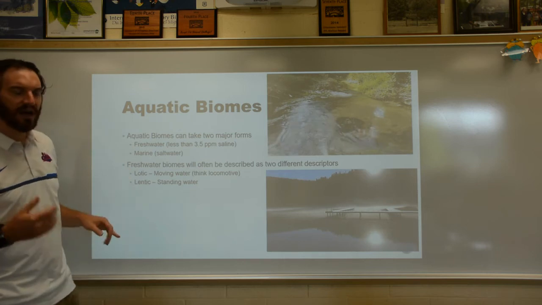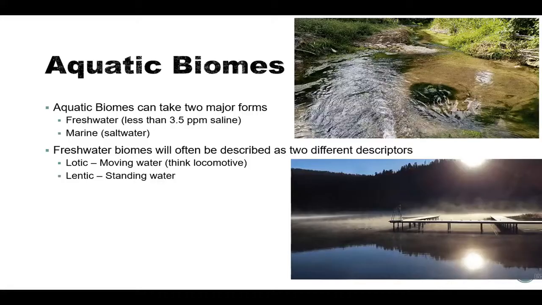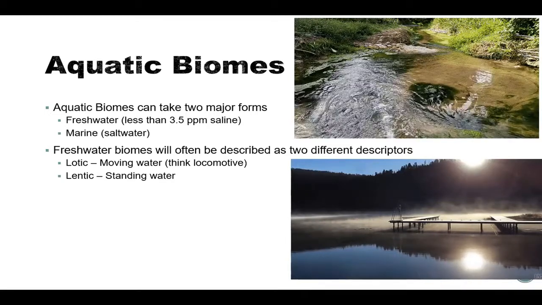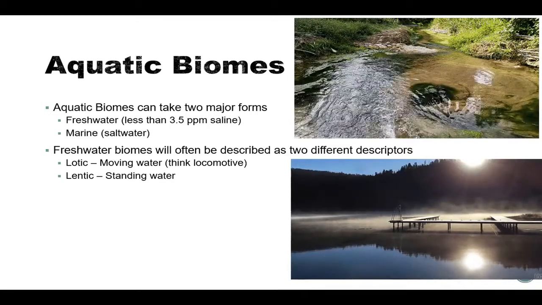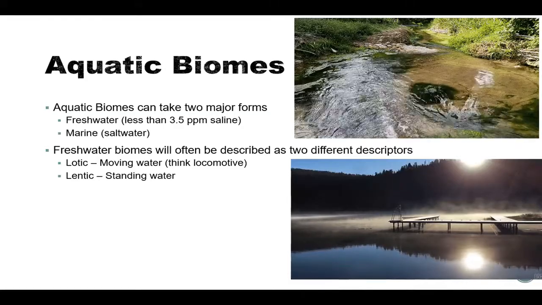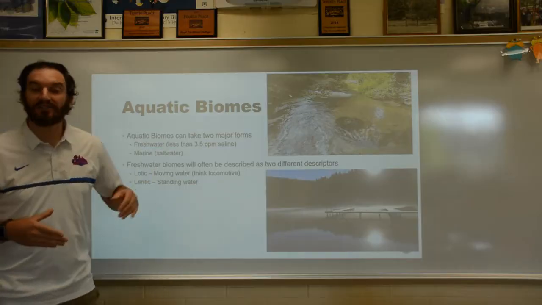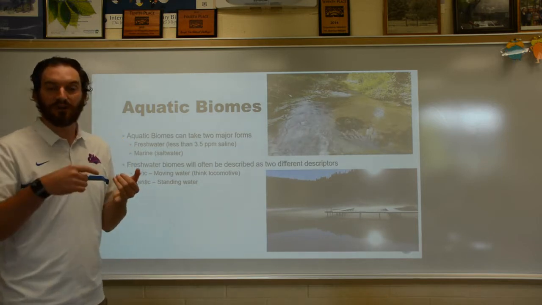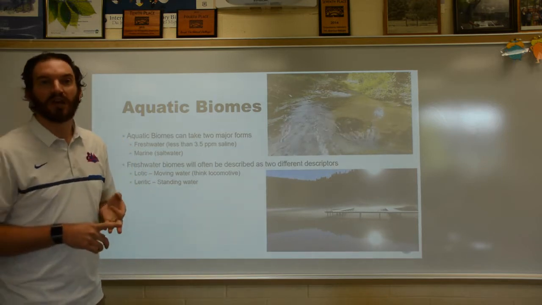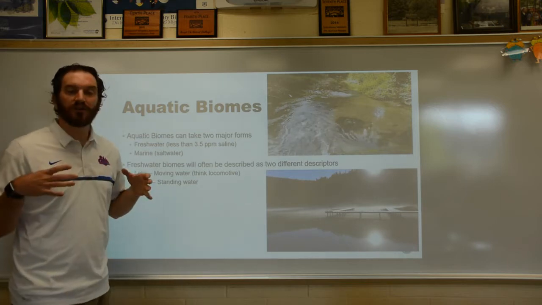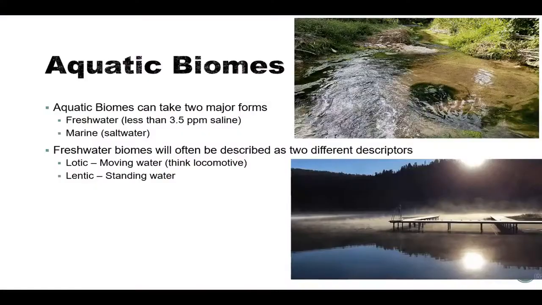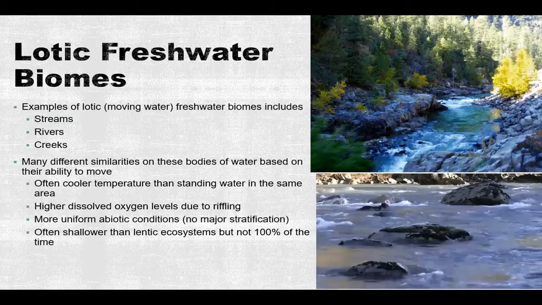Now, when we talk about freshwater biomes, we throw out two new words in there, lotic and lentic. And what they refer to is, is it flowing water or is it kind of standing water? Now, lotic, as in locomotion, is moving water. So these are going to be your streams, your creeks, your rivers, versus lentic, which is going to be standing water. So your ponds, your lakes, various different biomes like that.